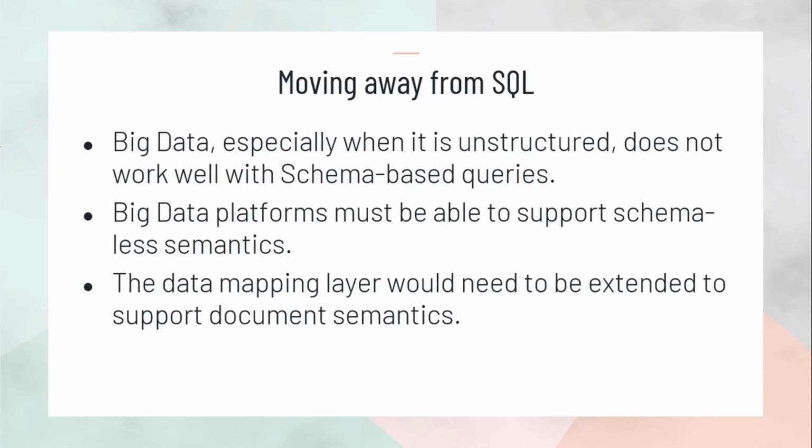Here, big data platforms must be able to support schema-less semantics, which in turn means that the data mapping layer would need to be extended to support document semantics. Examples are MongoDB, Couchbase, Cassandra, and the GigaSpaces document API. The key here is to make sure that big data application platforms support more relaxed versions of those semantics, with a focus on providing flexibility in consistency, scalability, and performance.